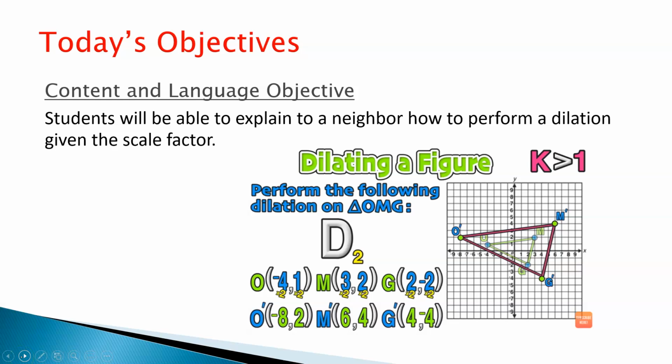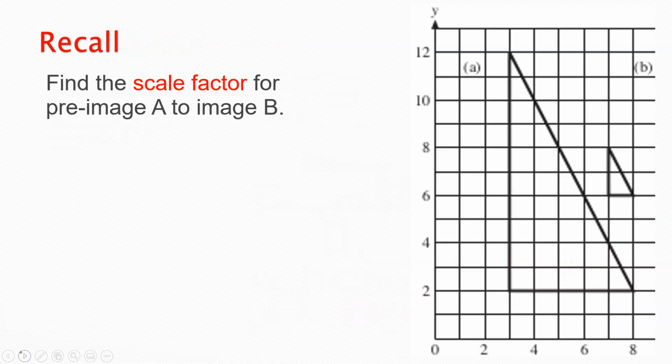So the idea is that there are two types of dilations that we can think about, and I'll get into a little bit more detail here in a second. But again, you will be performing the dilations given a specific scale factor. That is going to be our objective. Now, before we jump into it, let's just recall what we did last week. Last week we were talking about, hey, find the scale factor. So find out by how much the image expanded or how much it shrank.